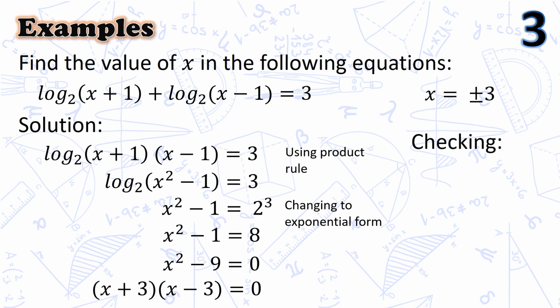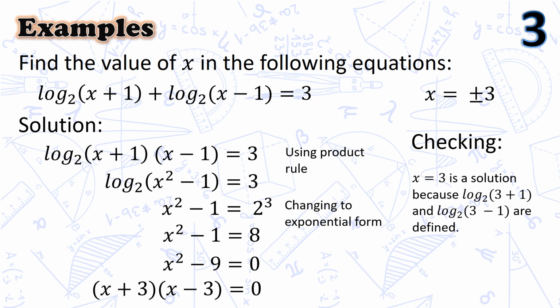Checking our solution, we will see that x equals positive 3 is the only solution because it is where logarithm of 3 plus 1 to the base 2 and logarithm of 3 minus 1 to the base 2 are defined. While for negative 3, the logarithm of negative 3 plus 1 yields a negative value for the argument, that's negative 2. And on the other expression, logarithm of negative 3 minus 1 to the base 2, again a negative value on the argument, that is negative 4. Hence, negative 3 is not a solution.